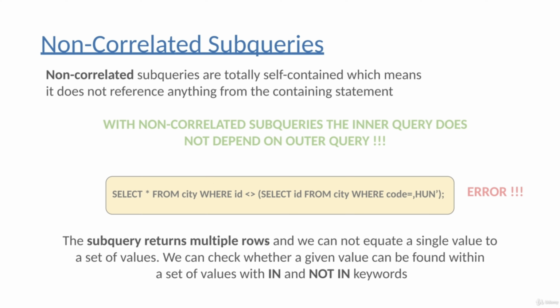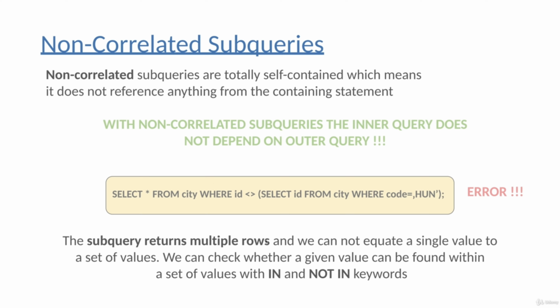We select the IDs of the cities in Hungary. And basically, it may happen that there are multiple cities from Hungary, so we are going to exclude these cities from the result set. So it may happen that the subquery or the inner query returns a single value. These are the scalar subqueries, and it may happen that the result of the subquery is a set of items. So there are multiple items, and in these cases we have to use the in and not in keywords.